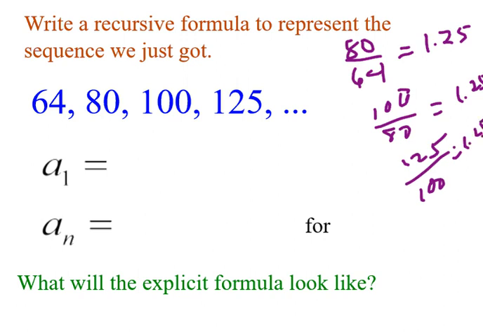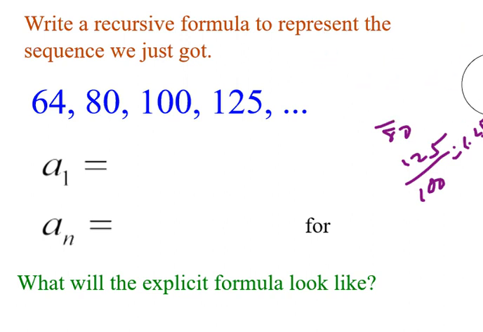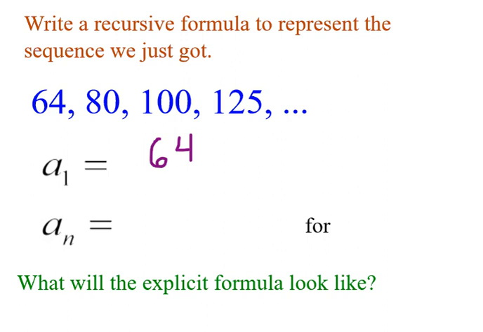And we have that idea that when we divide any term by the term preceding it, we always get the same ratio. That's the idea of our common ratio, and that makes a sequence geometric. So we're trying to write this recursive formula. For all recursives, we always start with our A1, and in this case, A1 is 64. And then we have to think about, how do I get the next term?